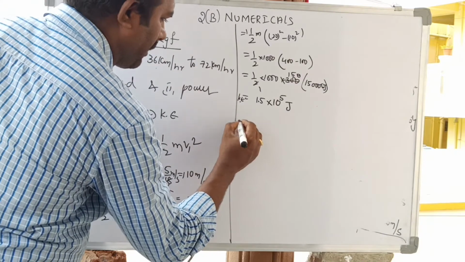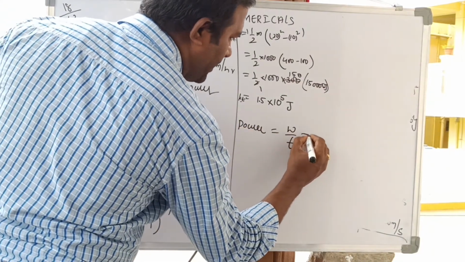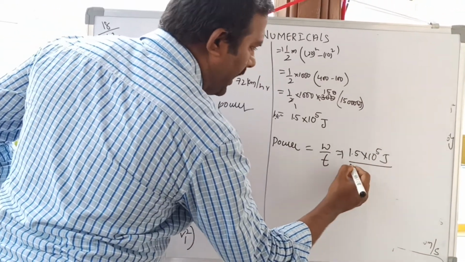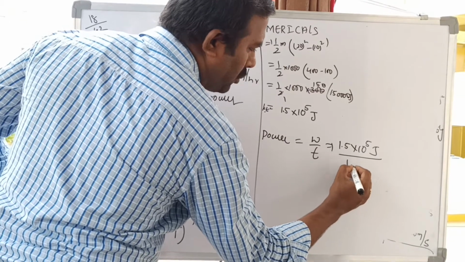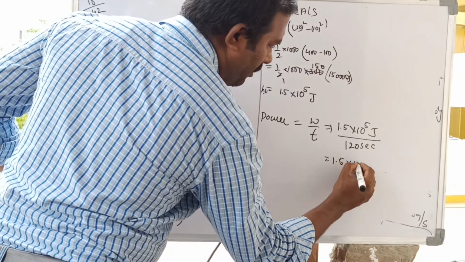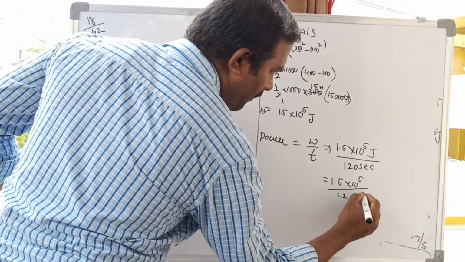Then they are asking for power. Power is equal to work by time. Work is equal to 1.5 into 10 to the power of 5 joules, and here they have given time as 2 minutes. 2 minutes means 120 seconds. So I can write this as 1.5 into 10 to the power of 5 by 1.2 into 10 to the power of 2.